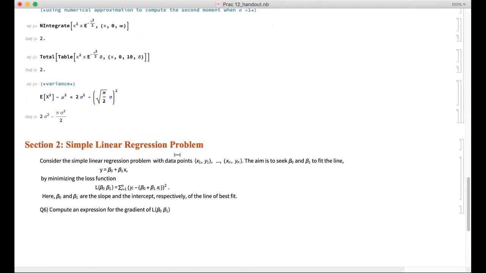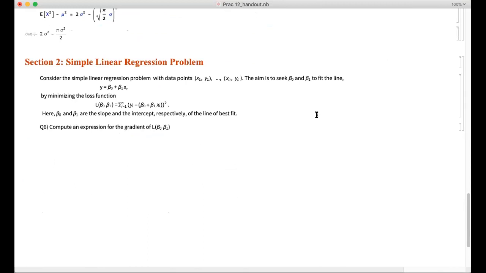Okay, the second part is about the simple linear regression problem. I remember discussing this in the very beginning, maybe for your assignment one. In this problem, you have some data points. The aim is to seek parameters b0, b1 to fit the line y equals b0 plus b1 x. This is like a straight line equation. b0 is the y-intercept. b1 is the slope. You seek these parameters by an optimization problem, that is minimizing the loss function. In this case, the loss function is yi, the observed values, minus the predicted value from the model.